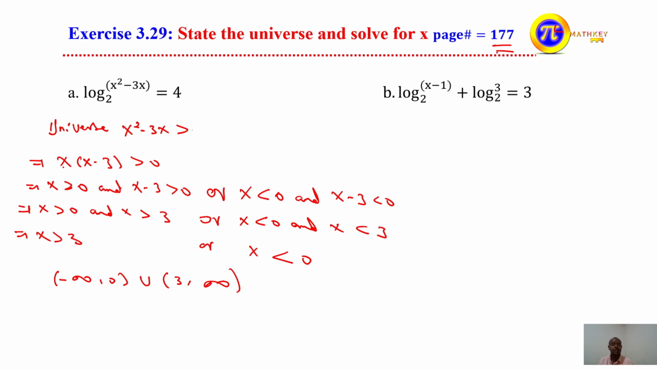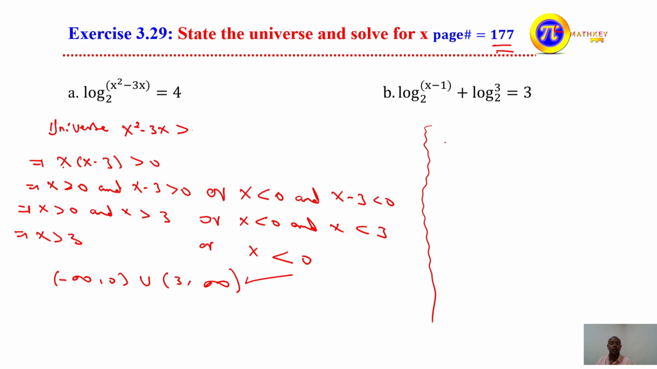So the solution must lie on this interval. After that, we have to solve this problem. We restrict the universe or the domain. After that, we'll try to solve this one. How can I solve this?